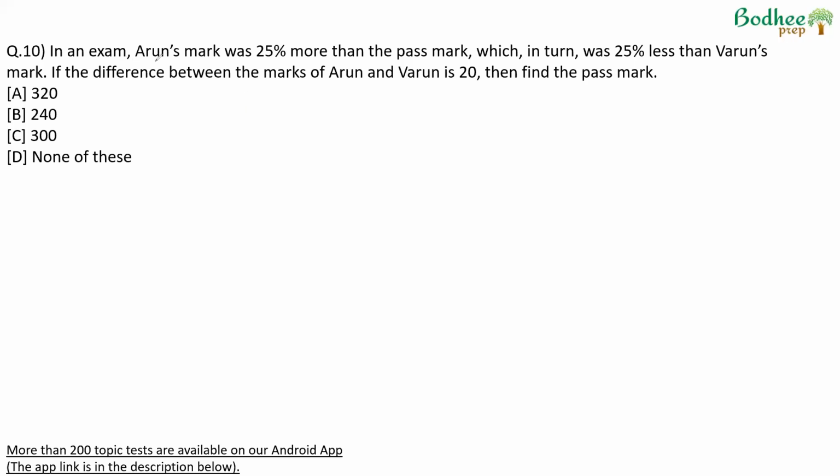In an exam, Arun's mark was 25% more than pass marks, which in turn was 25% less than Varun's marks. The difference between the marks of Varun and Arun is 20. What are the pass marks? What we can do is we can say, 25% less will be 3 by 4. So let the passing marks be 300x.